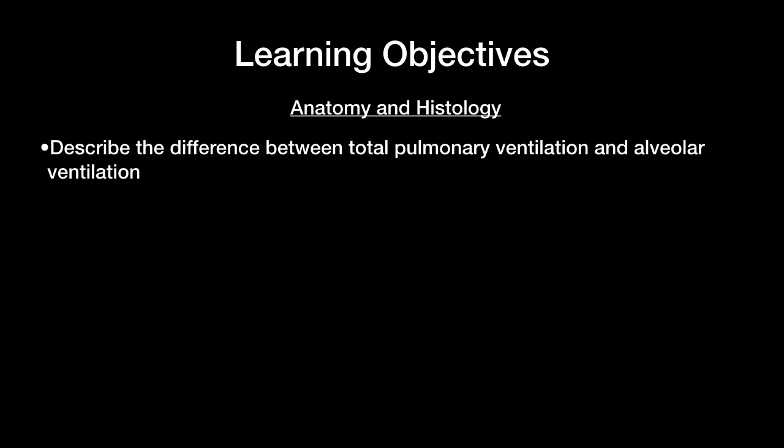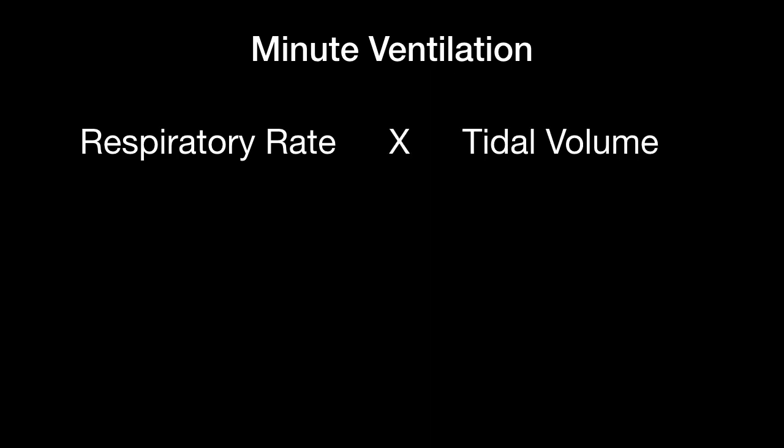Let's start with describing the difference between total pulmonary ventilation and alveolar ventilation. Another word for total pulmonary ventilation is minute ventilation. Minute ventilation is made up of two components: respiratory rate multiplied by tidal volume. Now pause here. Imagine that your tidal volume is 500 milliliters, which actually is the approximate tidal volume of any adult. Count your respiratory rate for a minute, and then multiply the two together, and then you come up with your minute ventilation. I'd encourage you to pause the tape and actually do this.